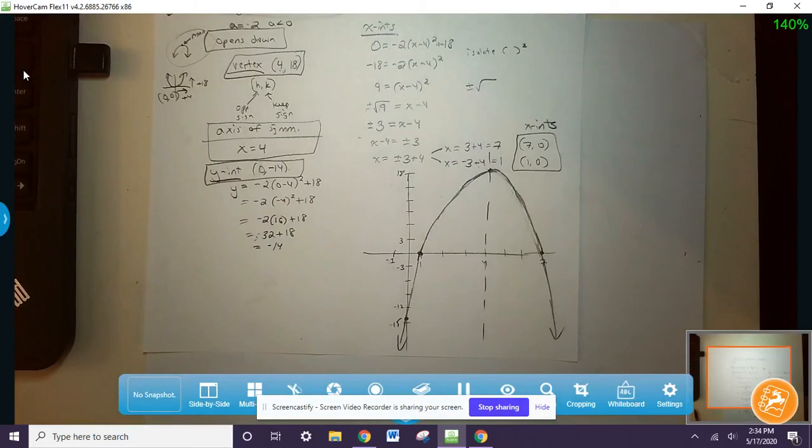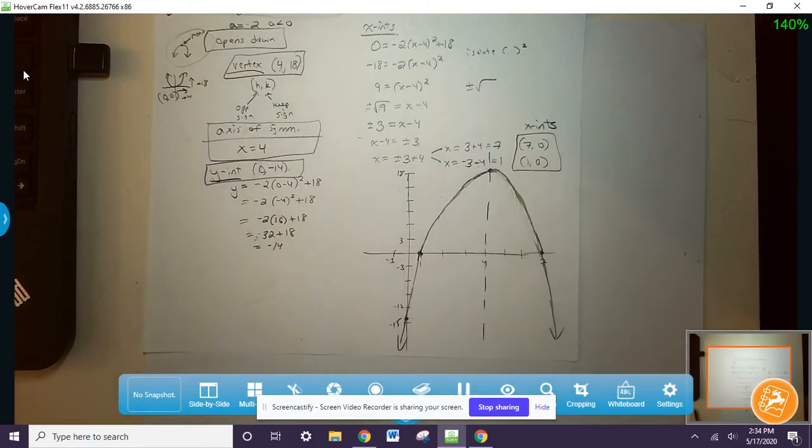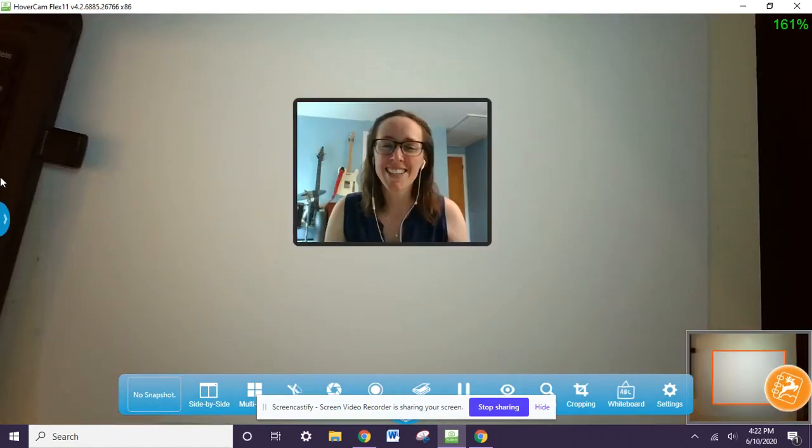So that is transformation or vertex form. And again, I don't think I have to walk you through another one. I think you'll be able to do the practice on this on your own since you've been doing this since Algebra 1 class.